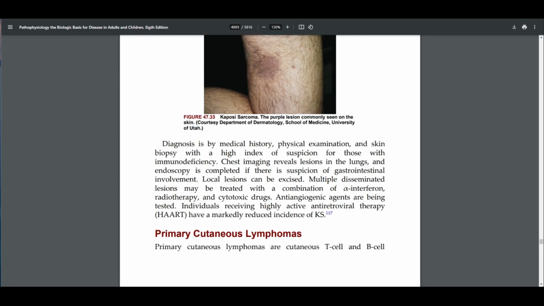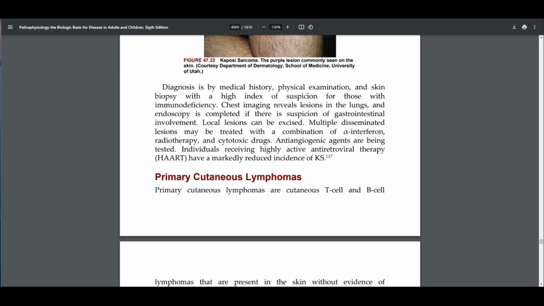Diagnosis is by the medical history, physical exam, and skin biopsy, with a high index of suspicion for those with immunodeficiency. Chest imaging reveals lesions in the lungs, and endoscopy is completed if there is suspicion of gastrointestinal involvement. Local lesions can be excised. Multiple disseminated lesions may be treated with a combination of alpha interferon, radiotherapy, and cytotoxic drugs. Anti-angiogenic agents are being tested. Individuals receiving highly active antiretroviral therapy have a markedly reduced incidence of Kaposi sarcoma.